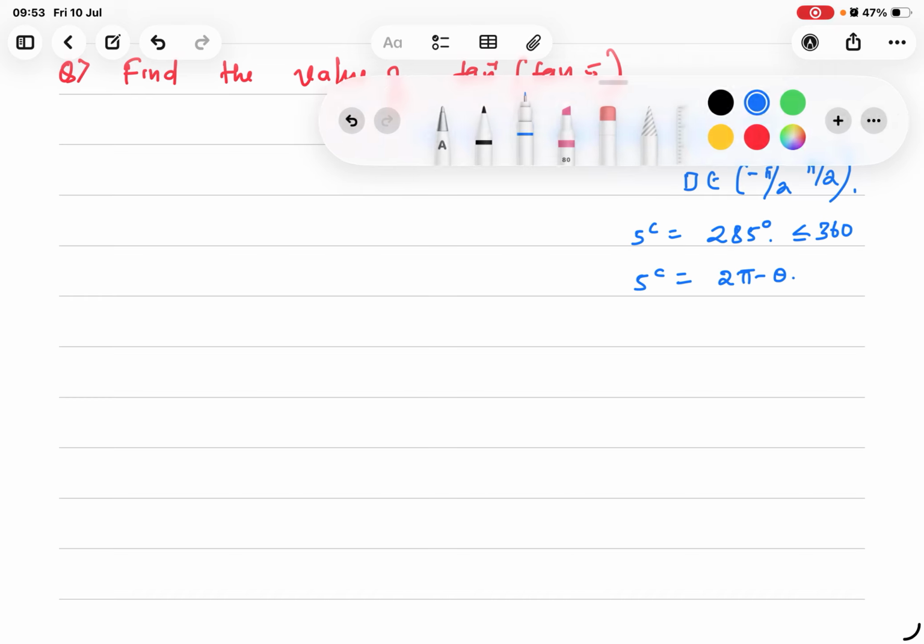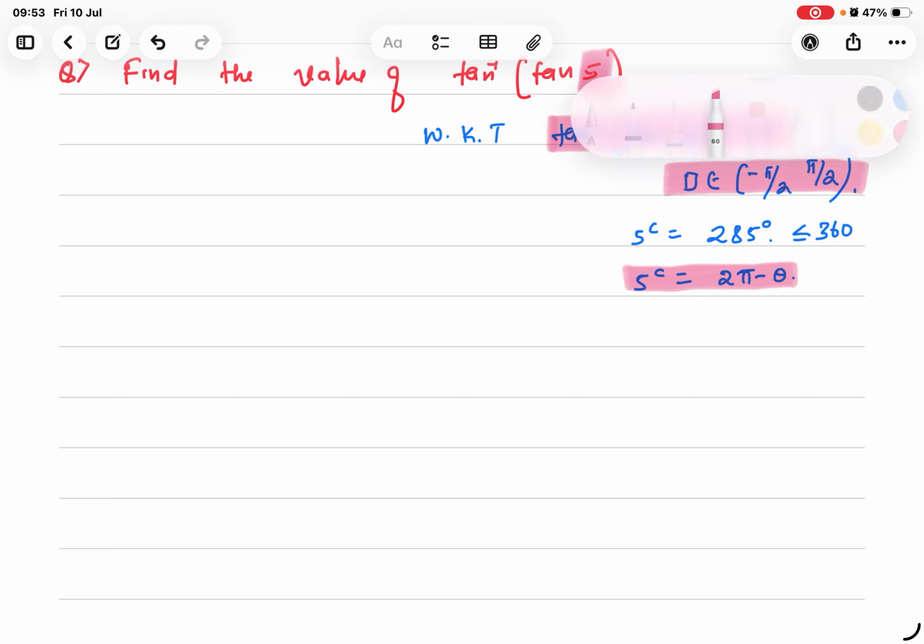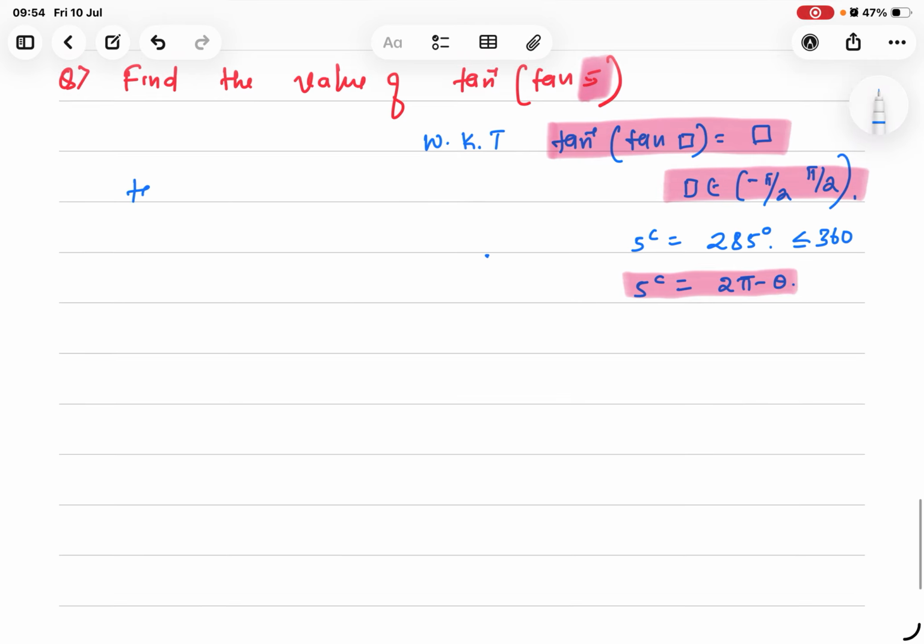x is equal to x when the value of that x is in between minus pi by 2 to pi by 2. But here the 5 radian is not in between minus pi by 2 and pi by 2. You have to make it in between minus pi by 2 and pi by 2. So let's consider that 5 radian value, tan inverse of tan 5, then tan inverse of tan (2 pi minus theta), and now we have to find the tan (2 pi minus theta) value.